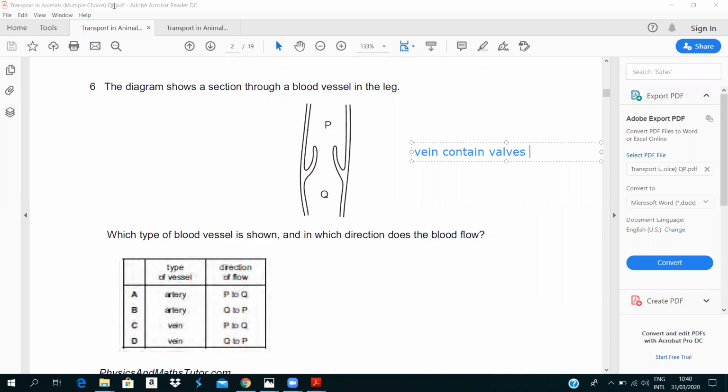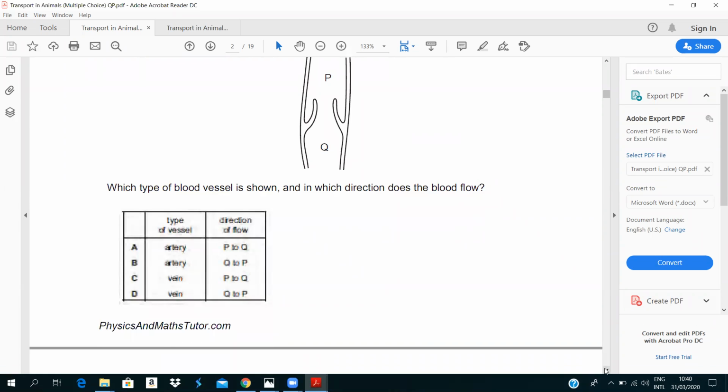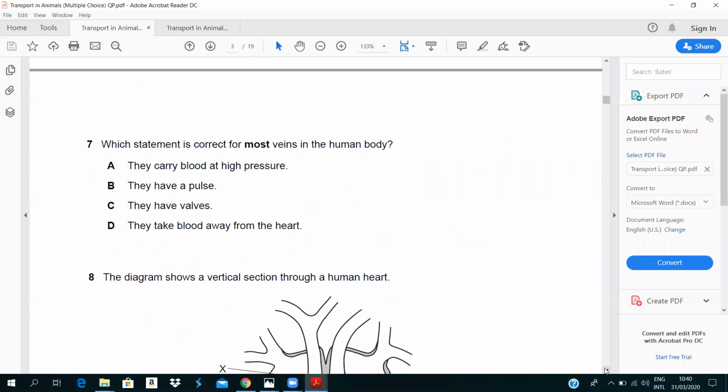Another question. Who can take part with me? Question 7. Which statement is correct for most veins in the human body? Who can answer? Yazan. Excellent student, Yazan.